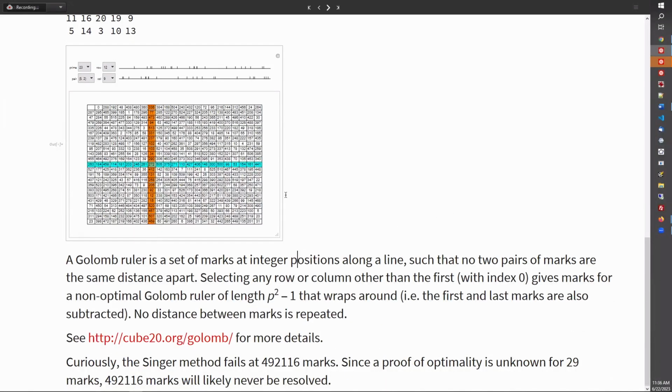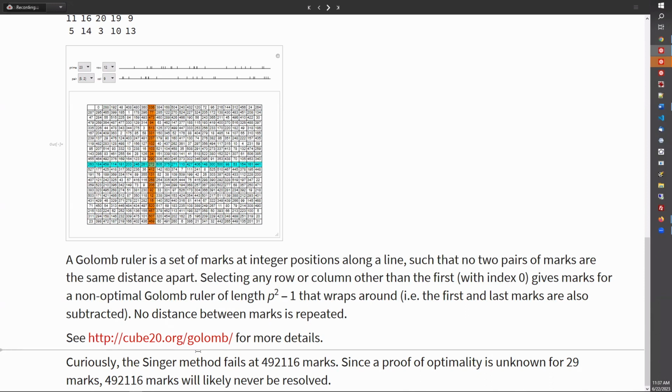So basically no differences repeat, due to a peculiarity in how generalized Fibonacci numbers work for prime values. So this is basically either an affine plane or a projective plane, based on how you approach the problem. And Tomas Rokicki at cube20.org used this method to extend it out to a lot of marks. I think he went up to 500,000.